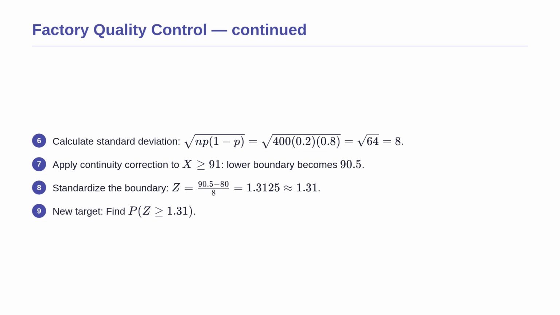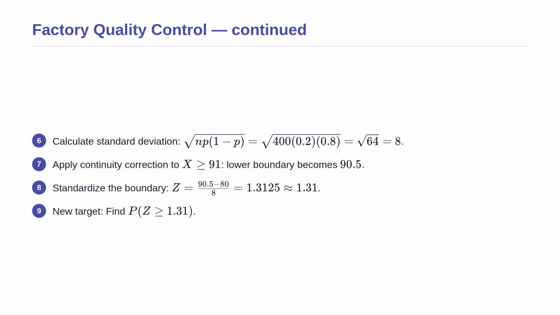Now, we apply the continuity correction to our starting boundary of 91. Because we want to include the entire chunky block representing the number 91, we must step back by half a unit, making our corrected lower boundary 90.5. We standardize this boundary by subtracting our expected center of 80 and dividing by our standard deviation of 8. The result is approximately 1.31.